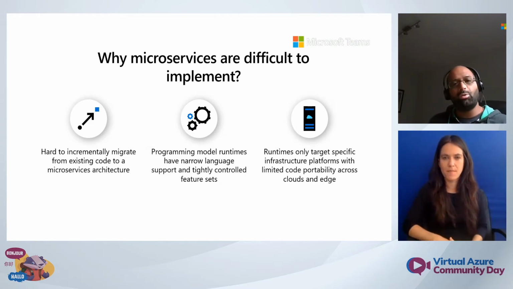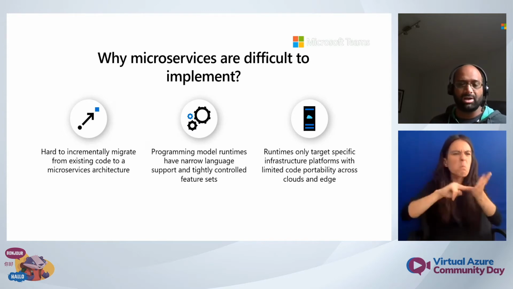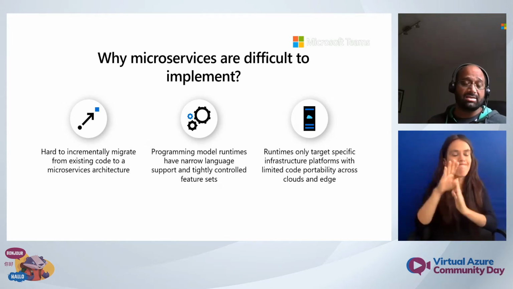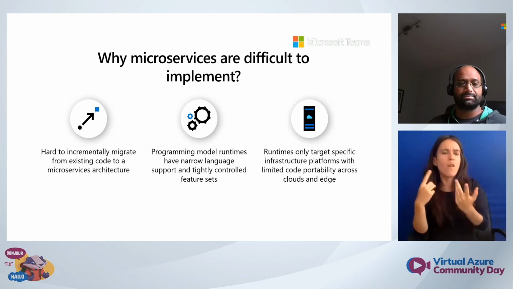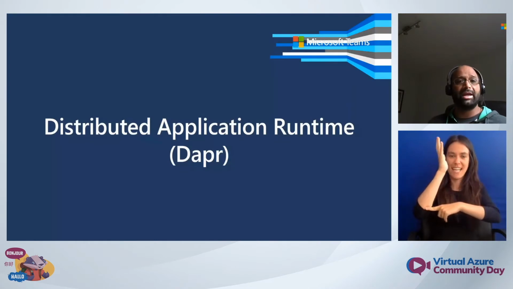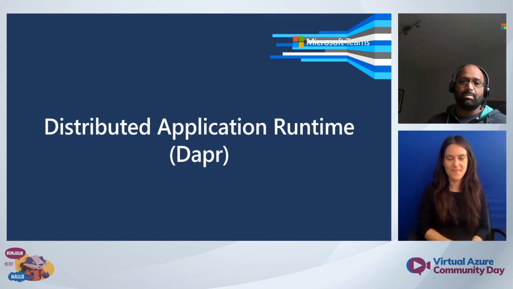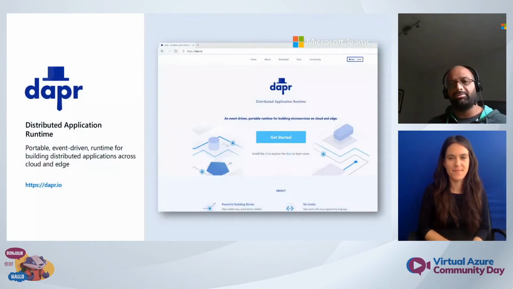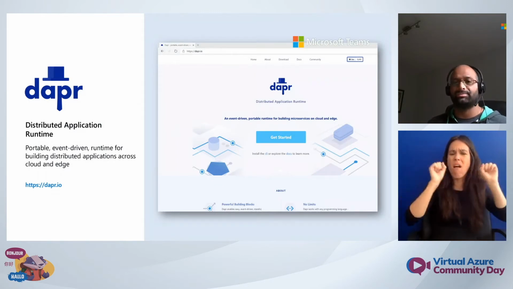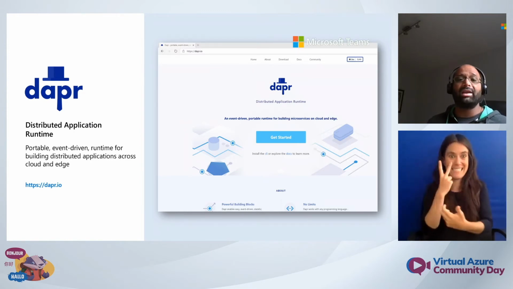I hope in this section I was able to explain what cloud native is, why we should develop cloud native applications, and what the advantages and disadvantages and some of the challenges associated with microservices applications are. Now I'll go to the next part of our presentation, where I'll talk about the Distributed Application Runtime, Dapr. Dapr is a portable event-driven runtime for building distributed applications which can run across any cloud or any edge. Dapr solves the common challenges in building microservices applications.